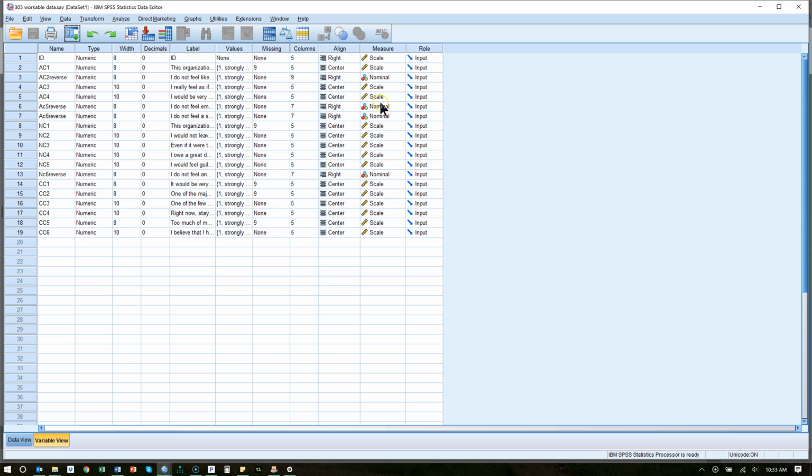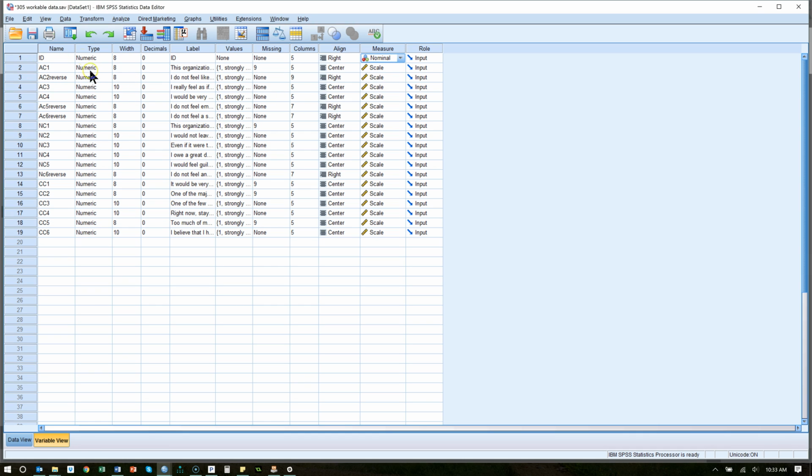First off, I see we have some nominal scales here. They can't truly be nominal, can they? Now, this strongly disagree to strongly agree. So let me just change these over to scale real quick. And this one isn't the scale. This is nominal. It doesn't matter. We won't be using that one.